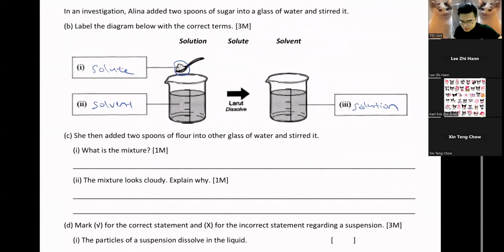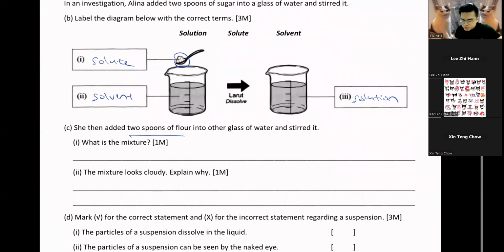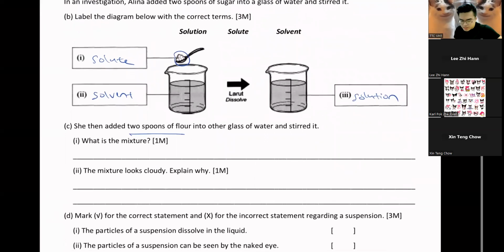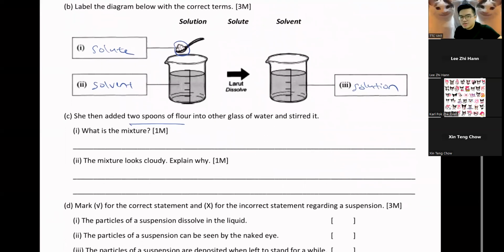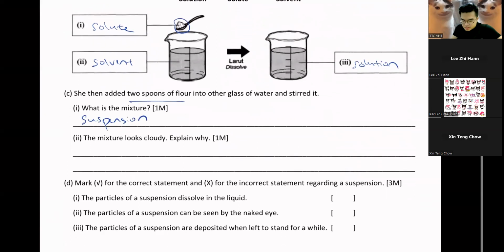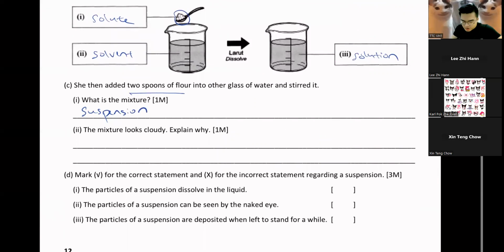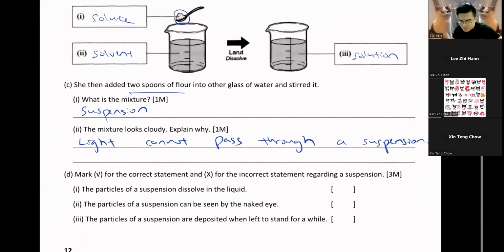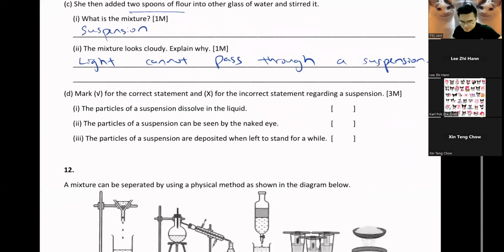Okay, solution. She then added 2 spoons of flour into another glass of water and stirred it. Guys, can flour dissolve in water? No. So this is a suspension. The mixture looks cloudy. Explain why. Because light cannot pass through suspension. That's why it looks cloudy, looks dirty.